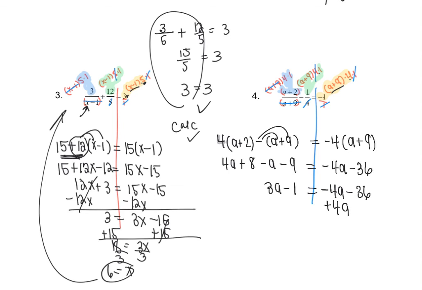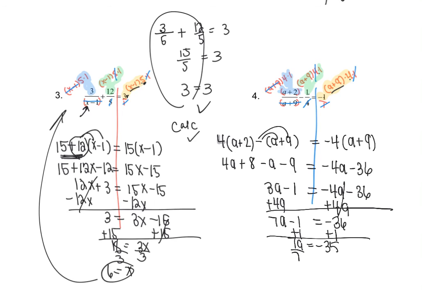Add 4a, add 4a. 7a minus 1 equals negative 36. Add 1, add 1. 7a equals negative 35. Divide by 7, divide by 7, a equals negative 5.